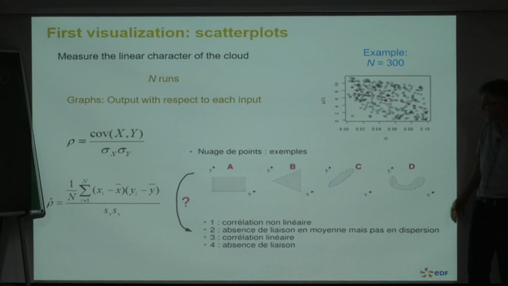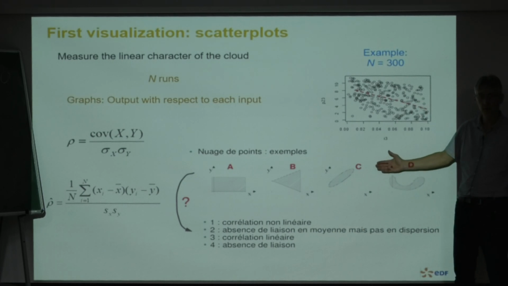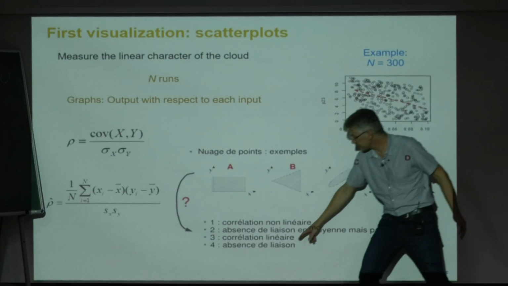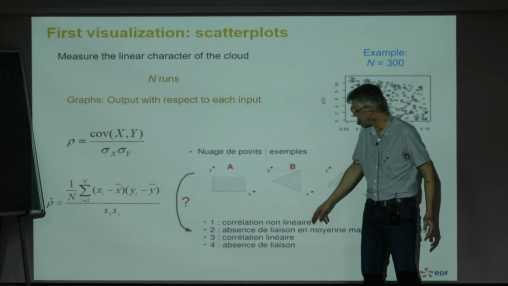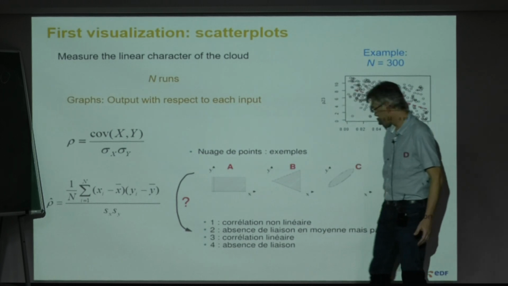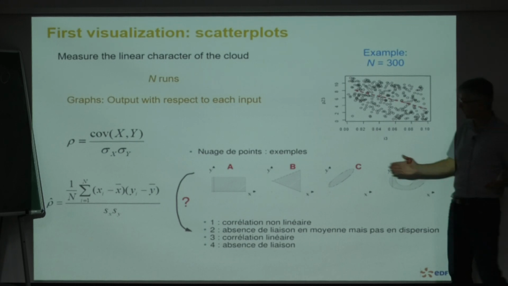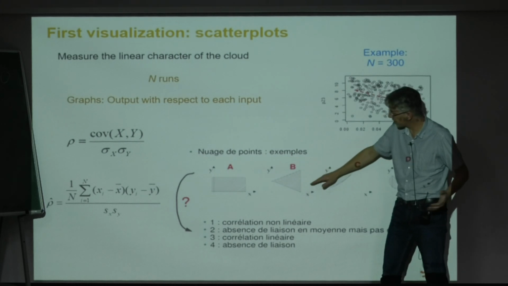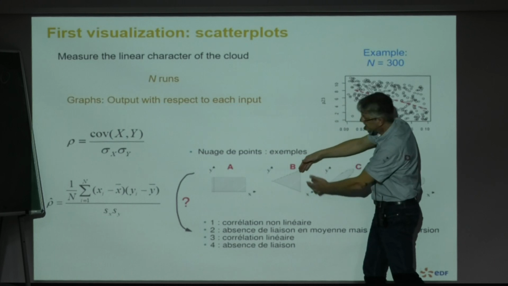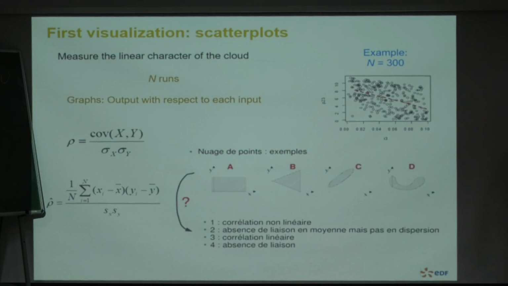Which clouds have a linear correlation? So whether C. Which cloud presents an absence of link? Okay. And the last: which cloud has no link in mean, but a link in dispersion? So you see that the mean is the same, but the dispersions increase, so this is this kind of figure. Okay, this is very simple statistics.